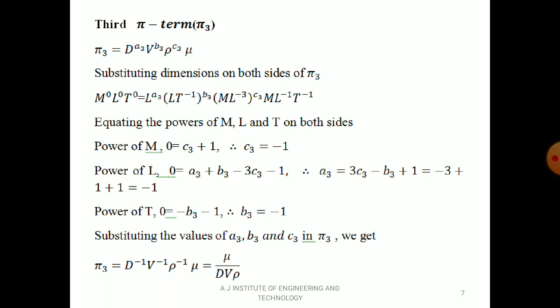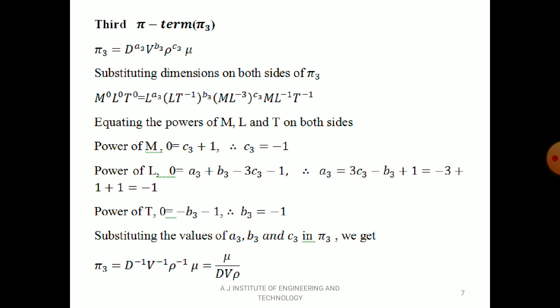Then equating the power of l. So l to the power 0 on the left hand side, and l to the power a3, l to the power b3, l to the power minus 3c3, l to the power minus 1 on the right hand side. So the expression is 0 equals a3 plus b3 minus 3c3 minus 1. Therefore a3 equals 3c3 minus b3 plus 1. Then equating the power of t: t to the power 0 on the left hand side, t to the power minus b3, t to the power minus 1 on the right hand side. So 0 equals minus b3 minus 1. Therefore b3 equals minus 1.